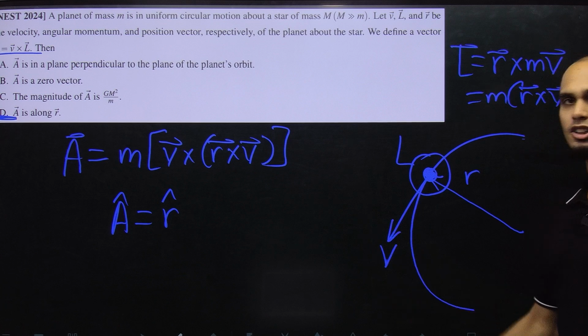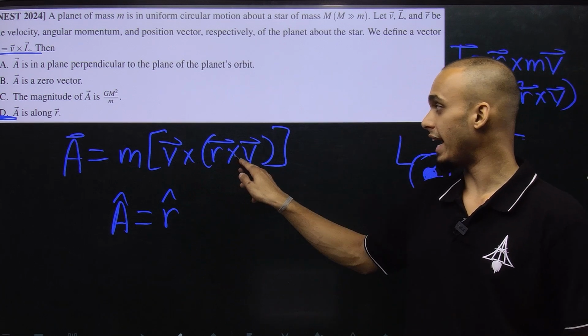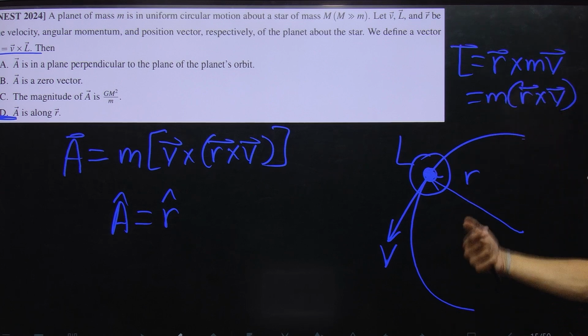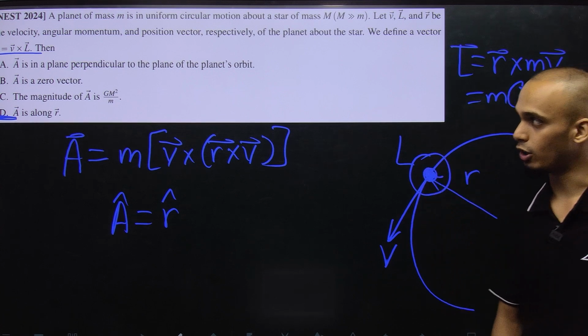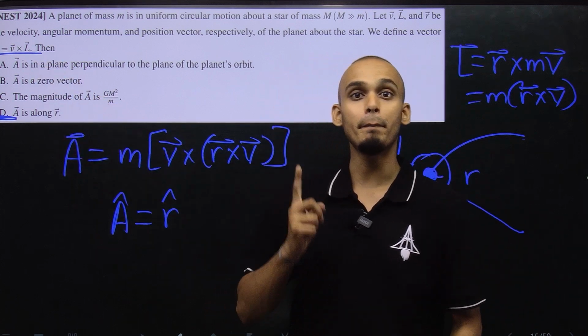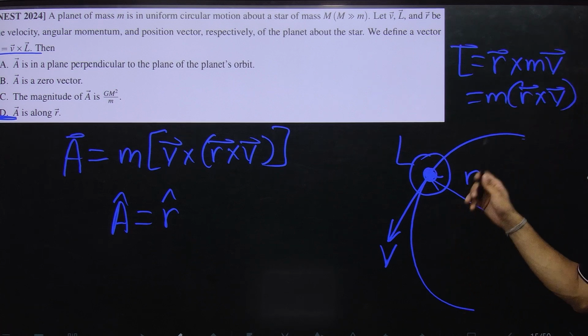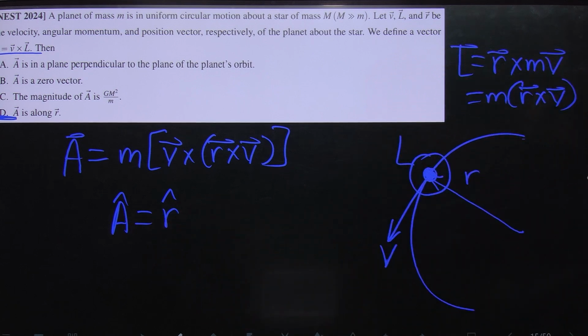Again, you could have checked other options one by one also. It will obviously not be a zero vector because V and L are perpendicular, so the cross product will not be a zero vector. Magnitude also you can check by simply multiplying all the quantities. We know it will not be perpendicular to the plane of orbit because angular momentum is perpendicular to the plane of orbit, and a cross product involving angular momentum will be perpendicular to the angular momentum. So we knew that the vector would be somewhere inside the plane of the orbit itself, and by the right hand rule we saw that it is exactly in the direction of the radial vector.